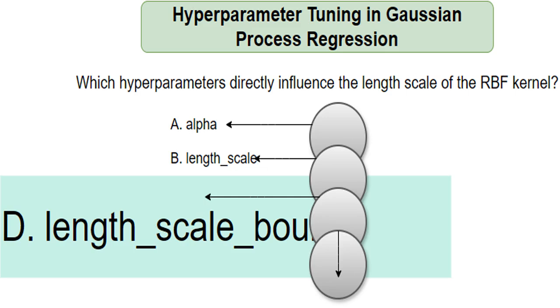length_scale_bounds don't directly set the length scale. Instead, they define the allowed range of values for the length_scale during optimization. Think of it like setting limits on a slider control. The optimization algorithm will search for the best length_scale value within these bounds. So it indirectly influences the final length scale used.